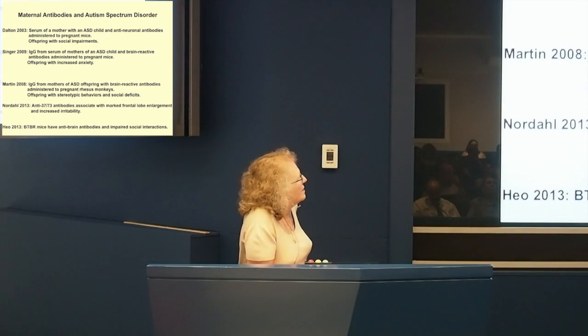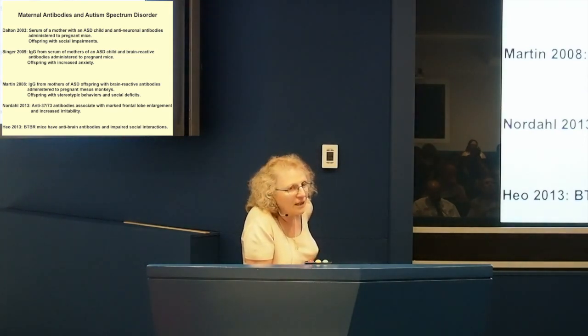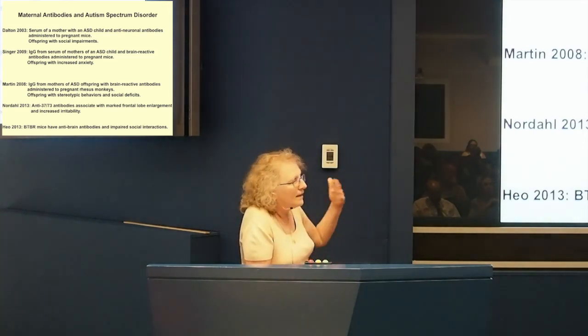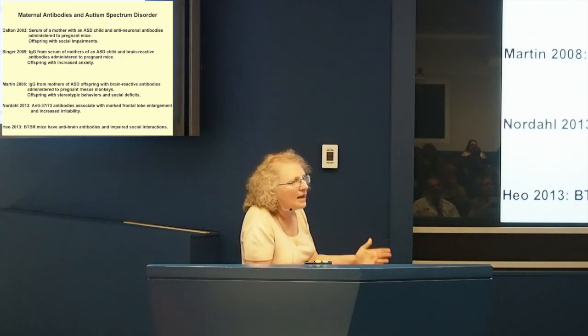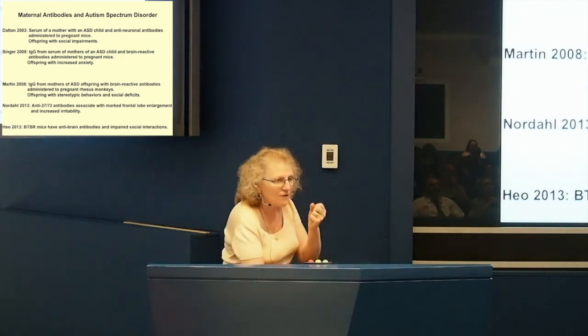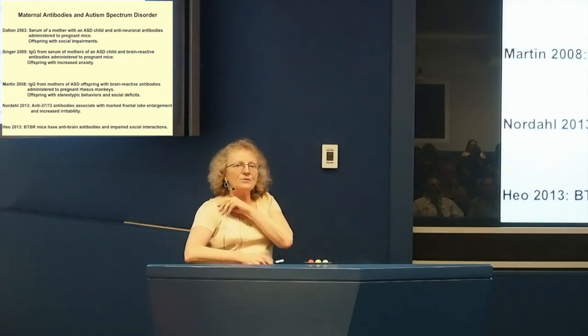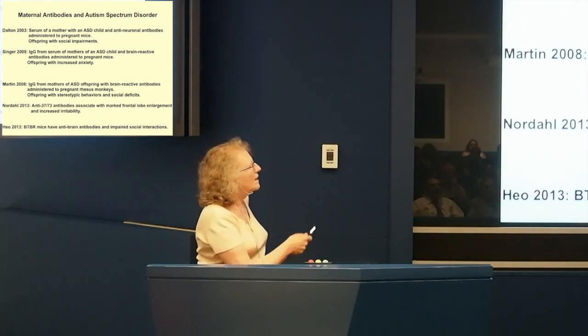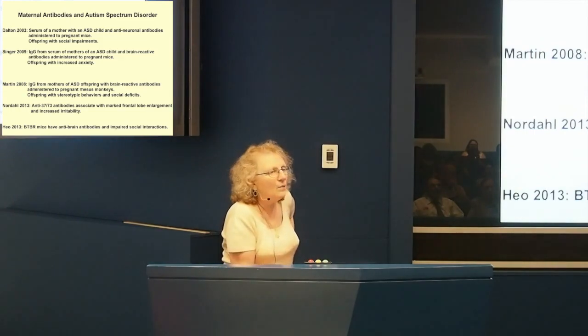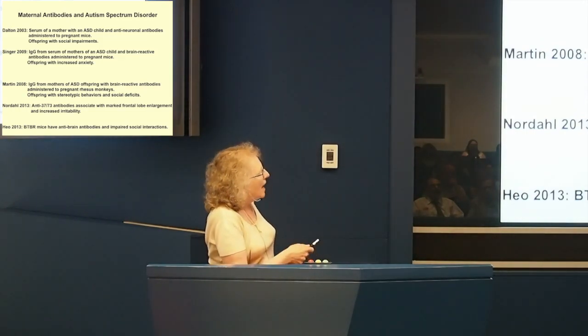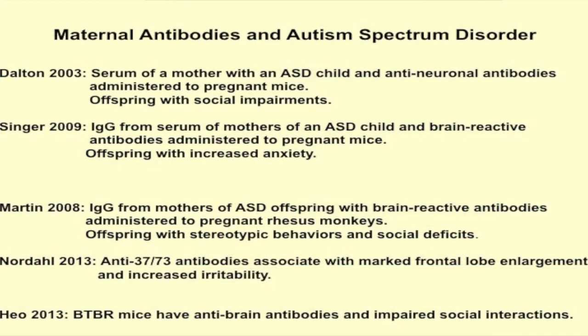There have been many studies over the years looking at maternal antibodies given to mice and monkeys, and whether maternal serum or maternal immunoglobulin leads to behavioral changes in the offspring. These are from mothers with a child with autism, and you can see that these have led to offspring with some features of autism spectrum disorder.